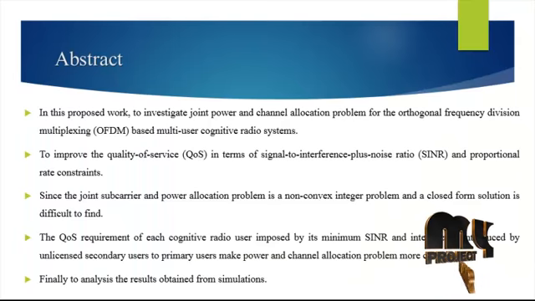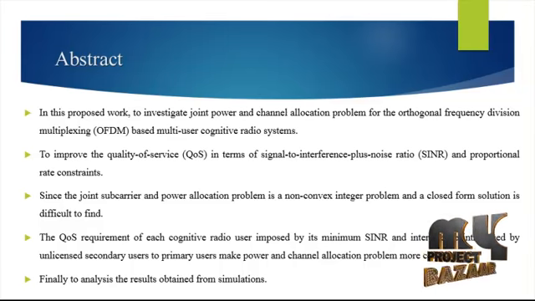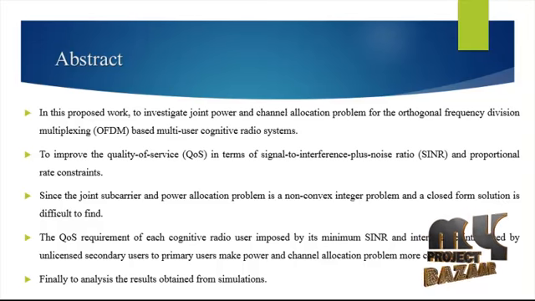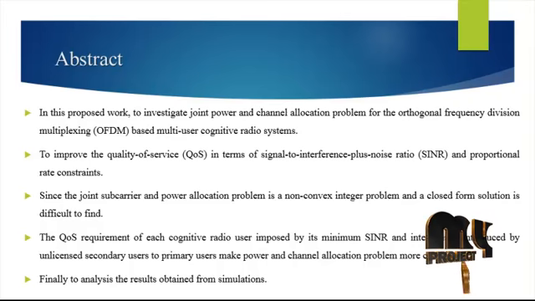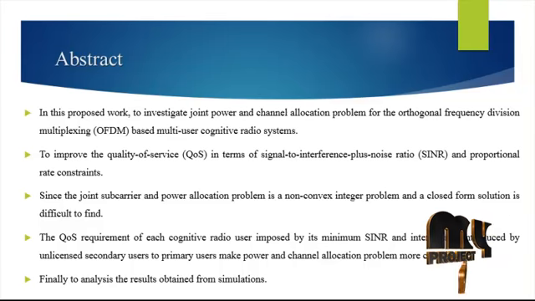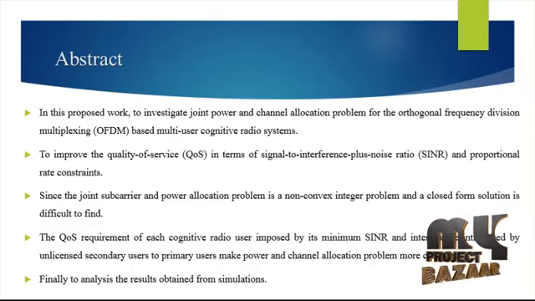Let us discuss the abstract of the product. This proposed work investigates the joint power and channel allocation problem for OFDM, that is orthogonal frequency division multiplexing, based multi-user cognitive radio systems, to improve the quality of service, QoS, in terms of signal to interference plus noise ratio, that is SINR, and proportional rate constraints.